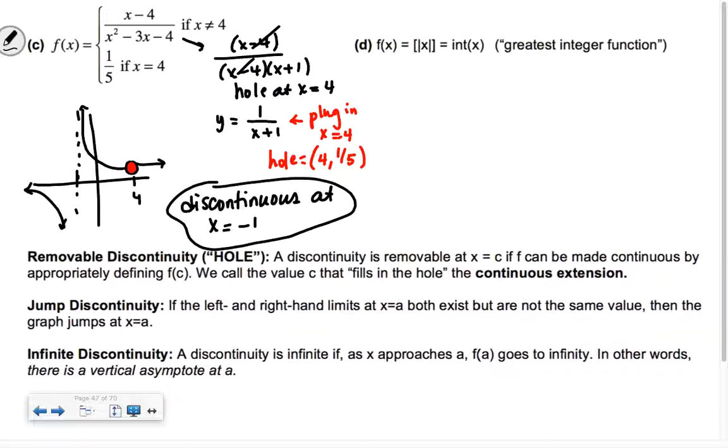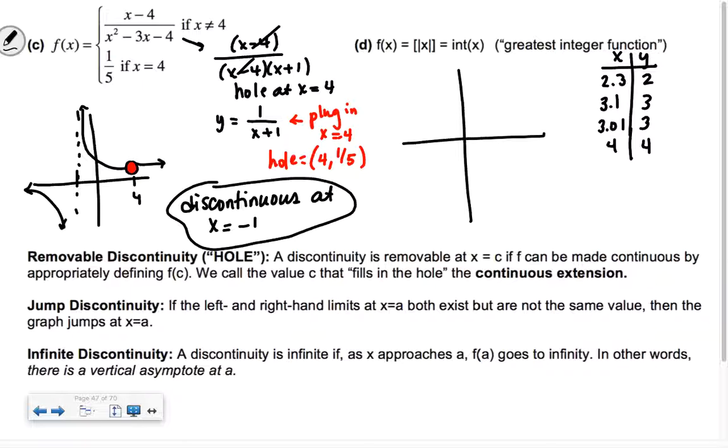All right, do you guys remember the greatest integer function? It's been a while. All right, so the greatest integer function is the greatest integer that's less than or equal to a certain value. So if I had 2.3, the greatest integer that's less than or equal to 2.3 is 2. If I had 3.1, it's 3. 3.01, it's still 3. Right, but once I get up to 4, the greatest integer less than or equal to 4 is 4. So the way that this is drawn is like little stair steps.